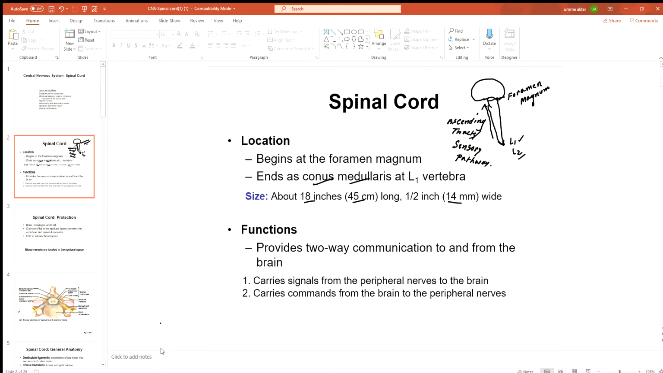Okay, and there are some tracts or bundles of fibers that take the signal out from the brain, away from the brain. These are called the descending tracts or motor tracts. Motor or descending tracts or pathway. So now we can say that the spinal cord provides two-way communication, upwards and downwards.